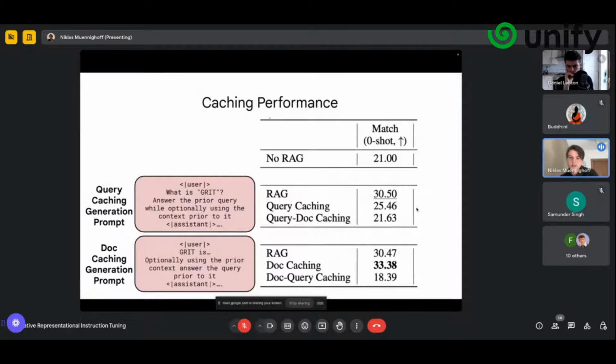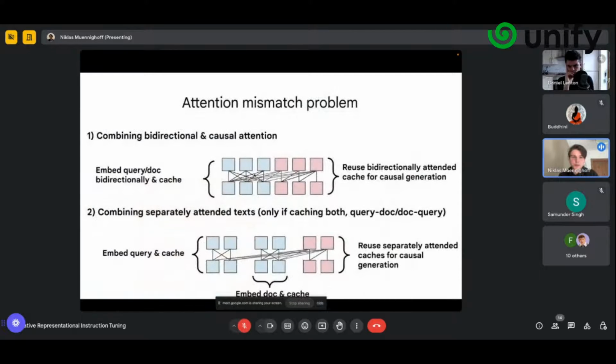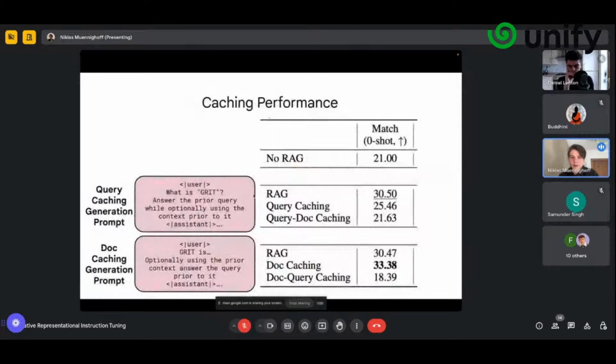So then on the right side, let's look at the performance on the match metric. Just using RAG without any caching leads to 30.5 match, so better than no RAG. This just confirms that our corpus is actually useful. Now, if we use query caching, then the performance drops by 5 points to 25.46. This is likely because of the first problem that we discussed here. Yeah, that kind of hurts.